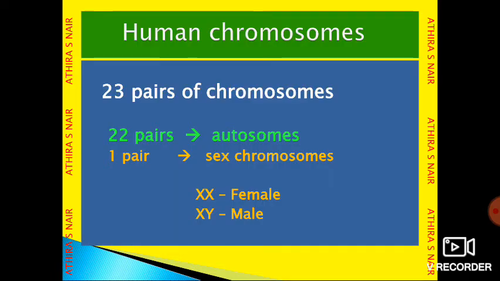That is, 23 pairs of chromosomes are there in human beings. 22 pairs are called autosomes and one pair is called sex chromosomes. And as you know, XX is the pair of sex chromosomes in the case of females, and XY are the sex chromosomes in males.